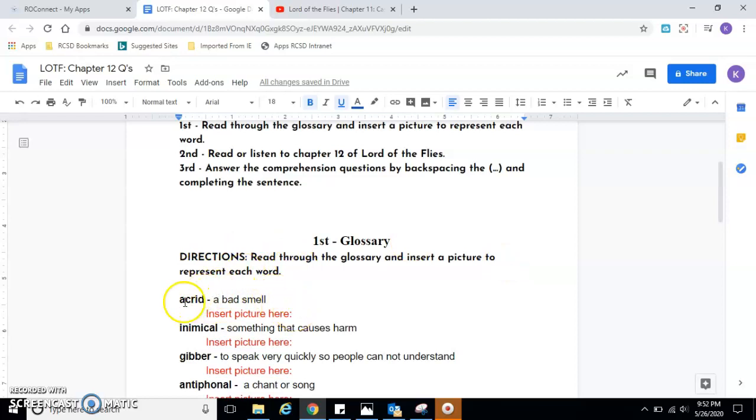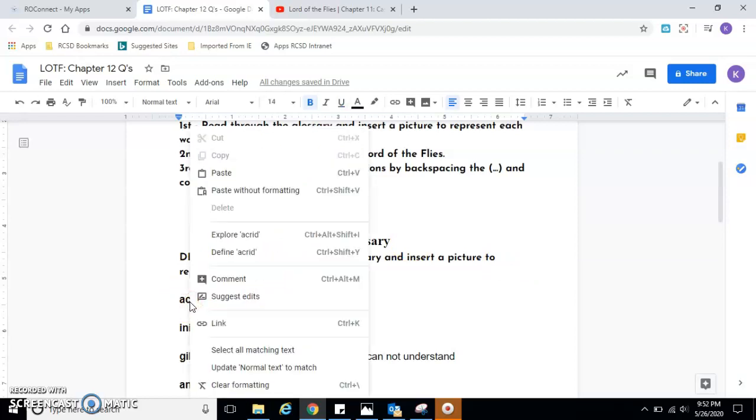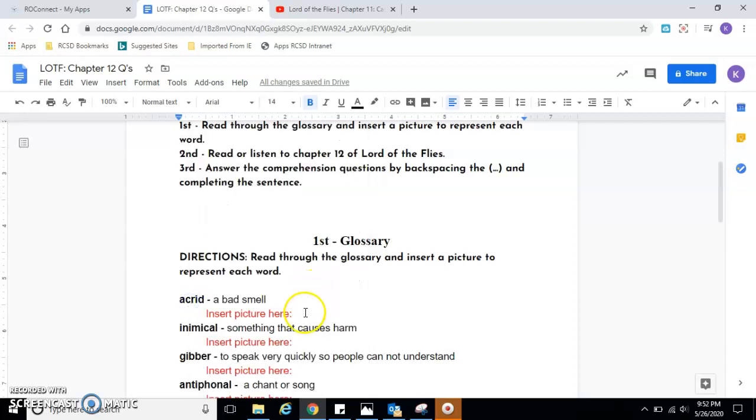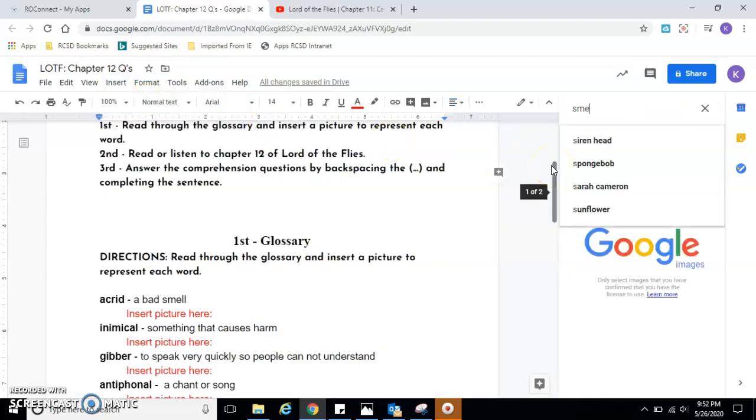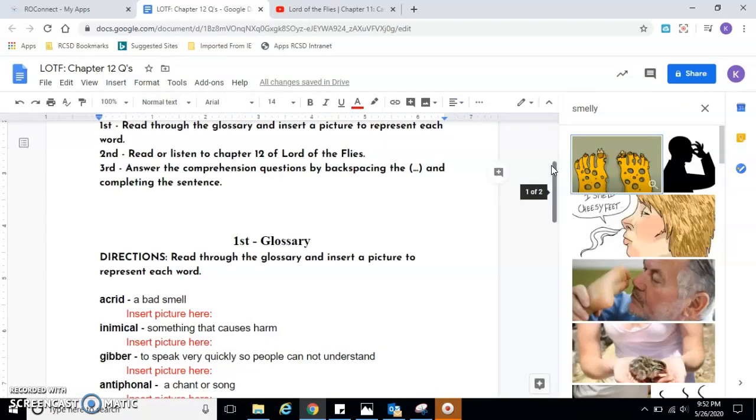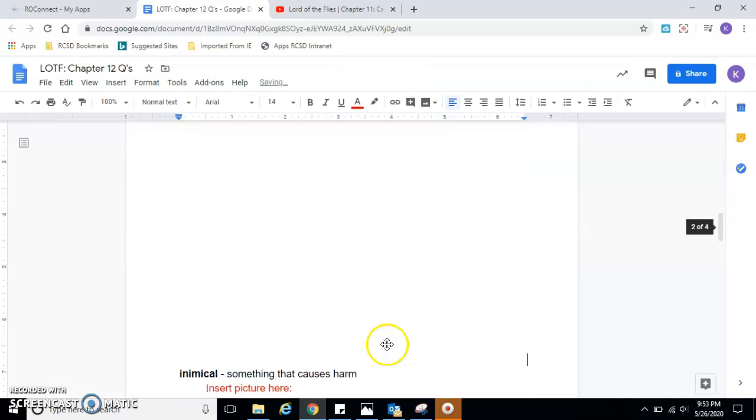Acrid, a bad smell. Okay, so I click on here. Actually, no, I'm going to go over here. I'm going to go to insert, image, search the web. I'll just write smelly. I like this little P.U. face there. I'm going to insert that.